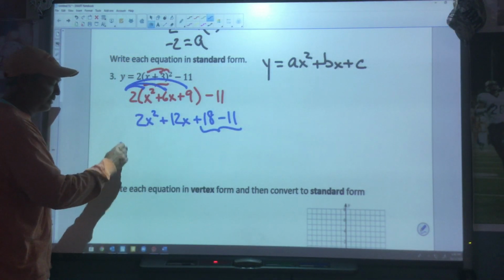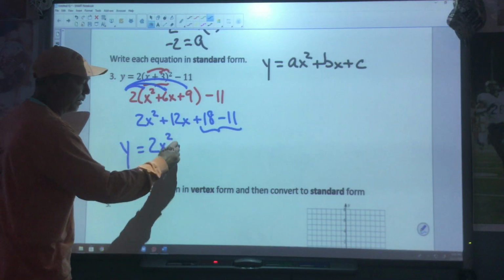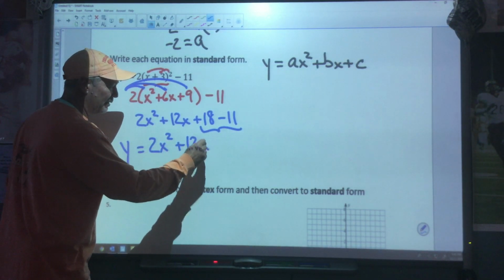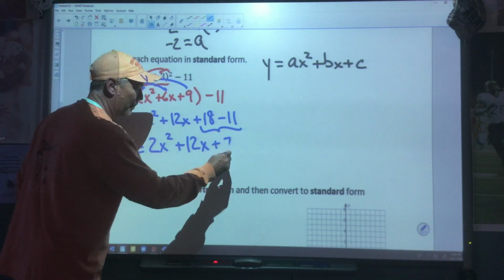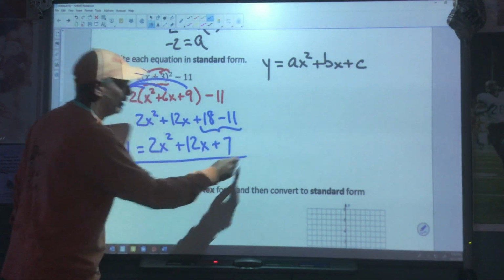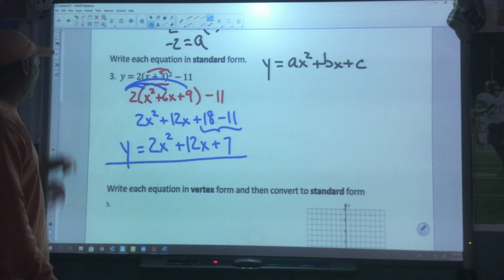So my final answer will be y equals 2x squared plus 12x plus 18 minus 11, which is 7. This is my final answer. Okay? Next problem.